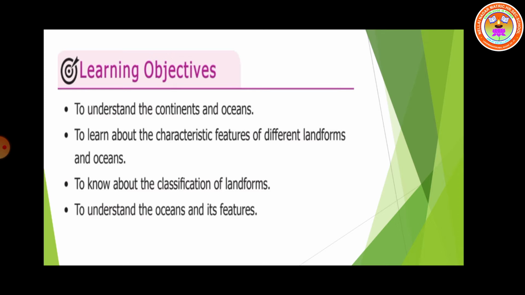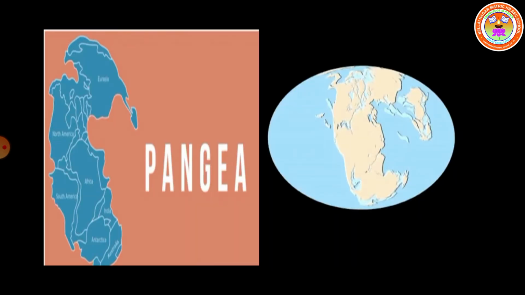The learning objectives of the lesson are: in this unit we are going to learn about the continents and oceans of the earth, and we are going to learn about the features of different landforms and oceans, and we are going to learn about classification of landforms, and we are going to learn about the ocean features.